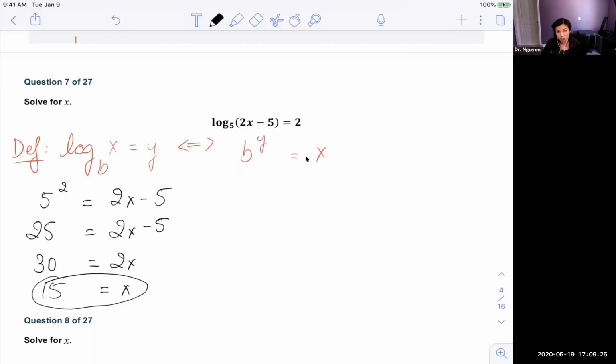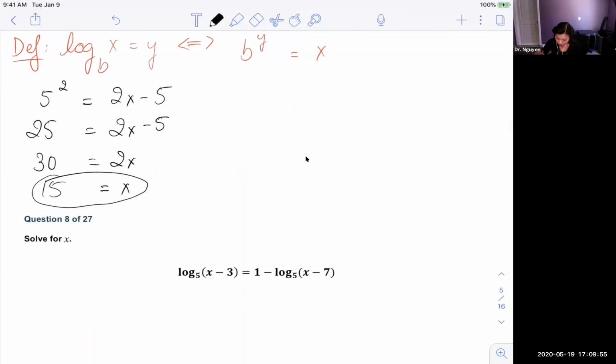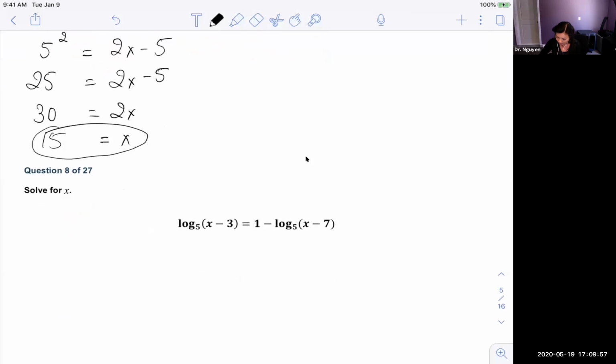Make sure the argument here is not negative. If you plug it back in and you get a negative number, that means you have to get rid of the solution. It's not a solution. The argument must be non-negative. So make sure you check your solution. All right.